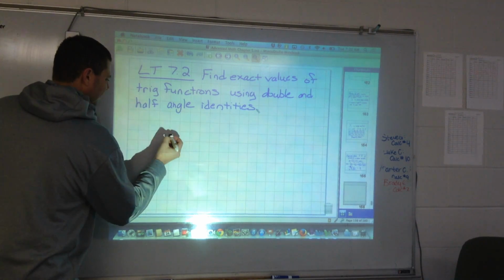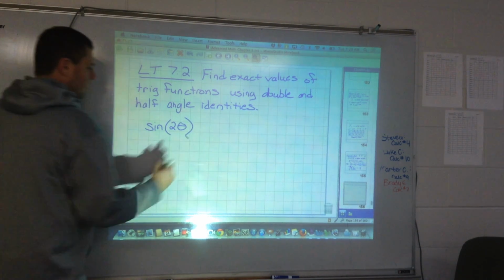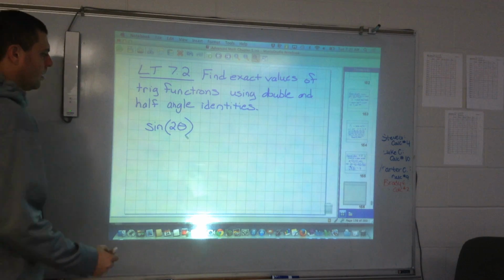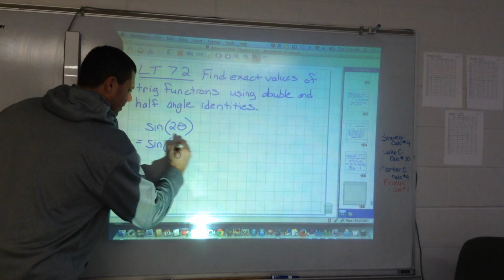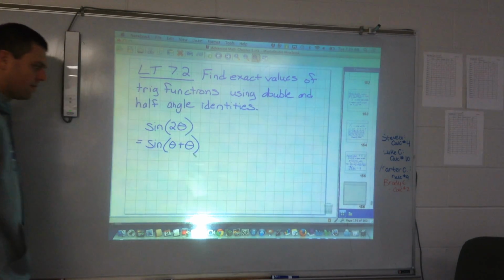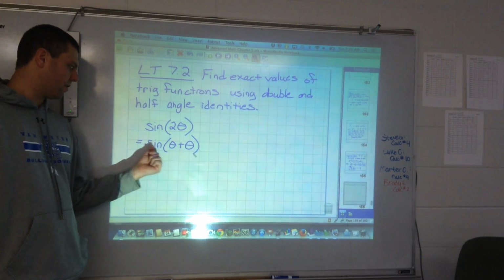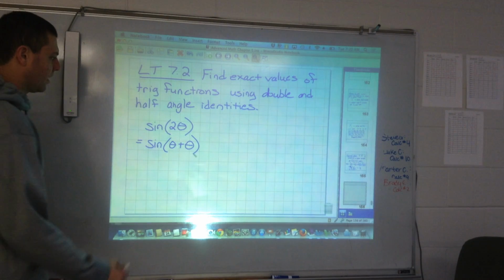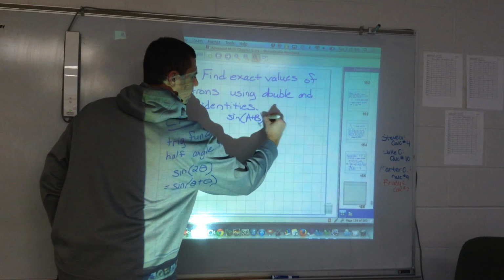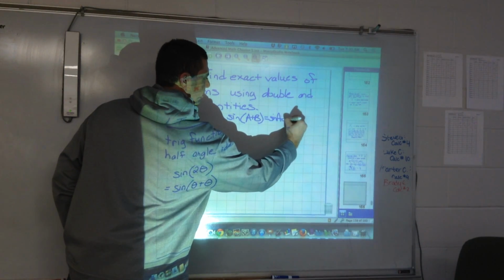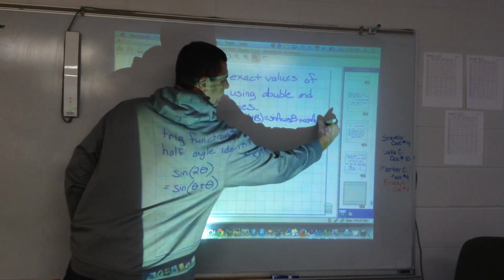The first one I'm going to do is the sine of the double angle. So the sine of twice some angle. I think you guys would agree that the sine of twice an angle would be the sine of the angle plus itself. So in other words, the sine of an angle plus another angle. And you've seen an identity for that already, the sine of A plus B. You guys know that the sine of A plus B equals the sine of A times the cosine of B plus the cosine of A times the sine of B.